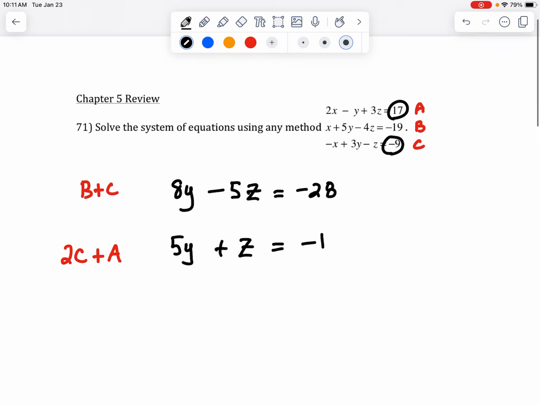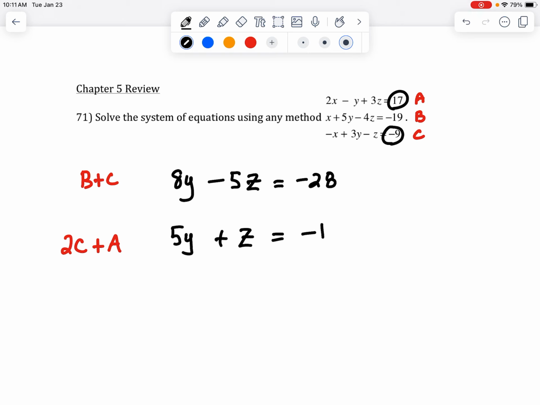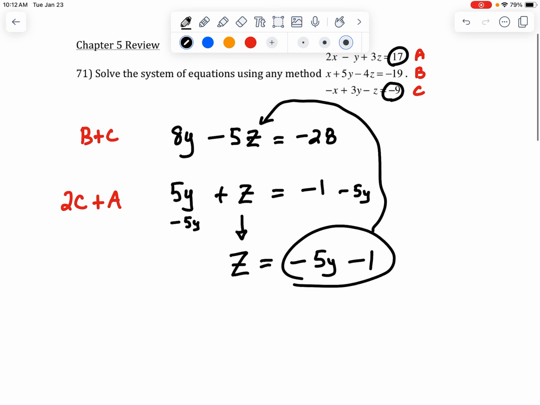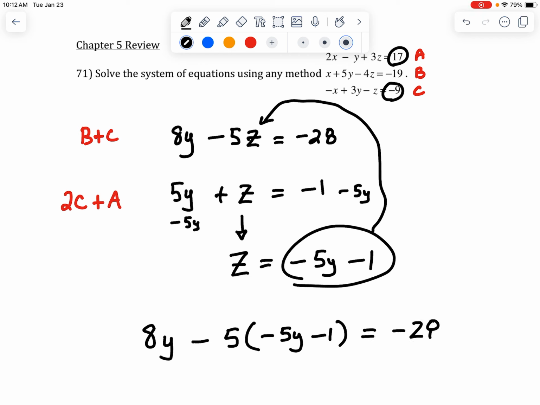All right, now we have two equations that have only y and z, so we could use whatever method we want. I think because it's easy to solve for z, I'm going to use substitution method. So I'll leave the z there, and then subtract 5y from both sides. So z is equal to negative 5y minus 1. And then take that and substitute it in to the top equation. So then the top equation will become 8y minus 5 times, and then replace the z with the negative 5y minus 1, and then that equals negative 28.